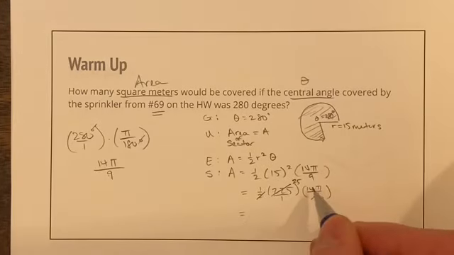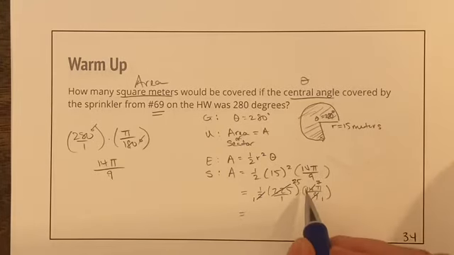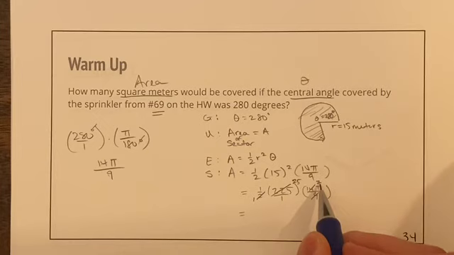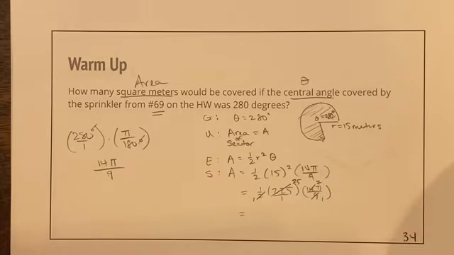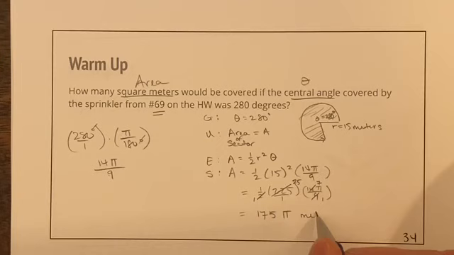The 2 can cancel out with the 14. The 2 becomes 1. The 14 becomes a 7. So we'll have 25 times 7, 175 pi square meters. That's your answer in terms of pi.